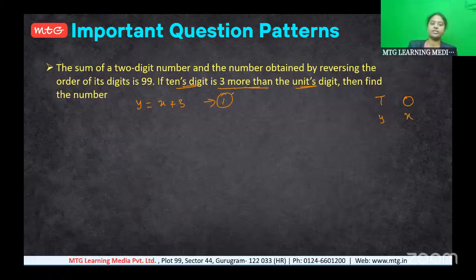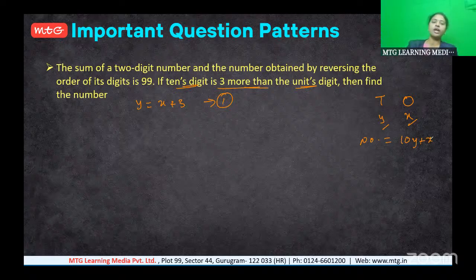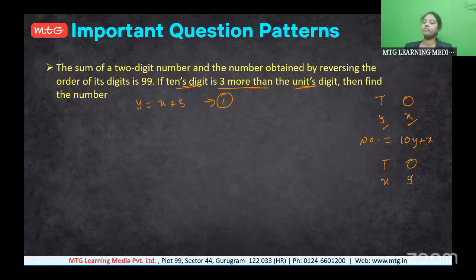The second equation. Now, if I want to frame this number using these digits, what would be my number? 10y plus x. Why? Whenever you are writing the expanded form of a number, you multiply the tens digit with 10 and add the ones digit. So 10y plus x is the number. Now, if the digits are reversed, how will it become? X in tens place, y in ones place. Now, the reverse number form is nothing but 10x plus y.